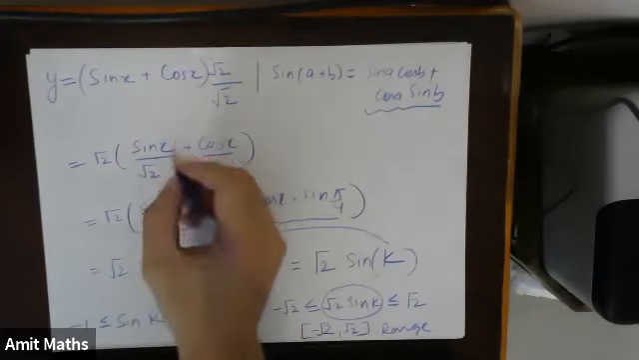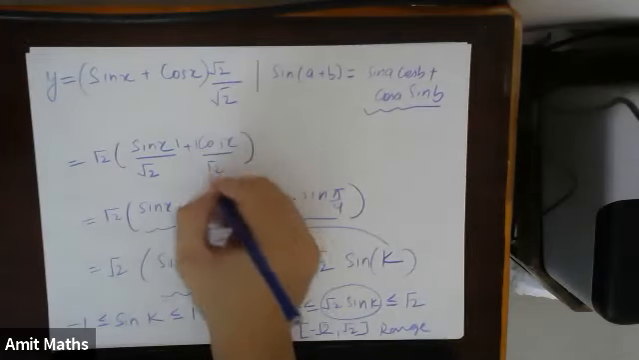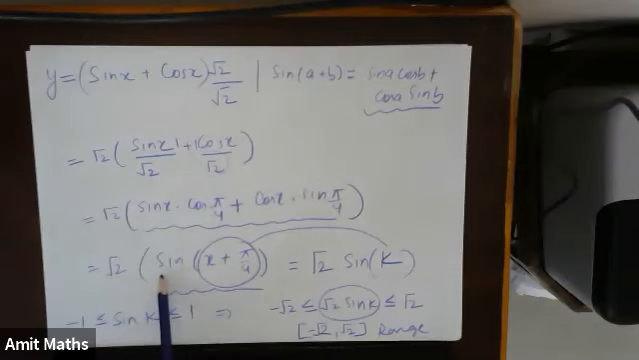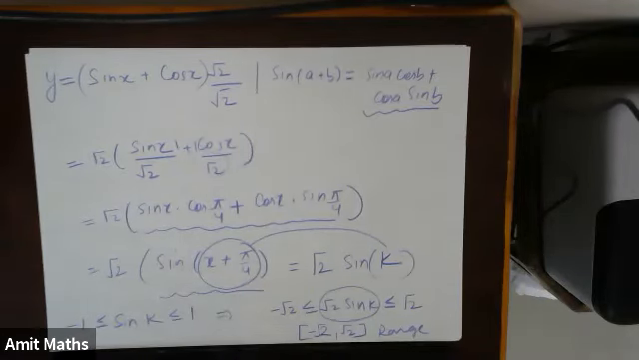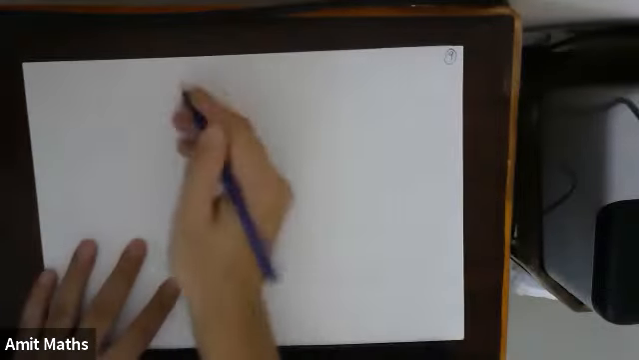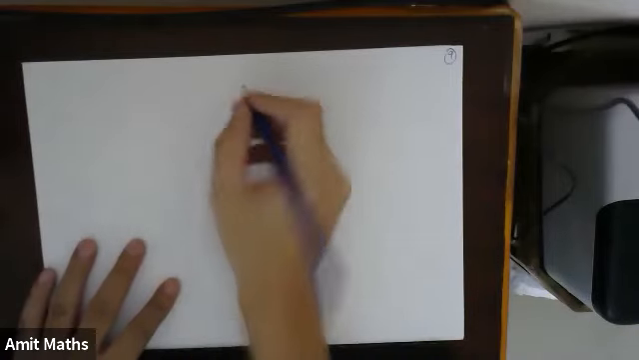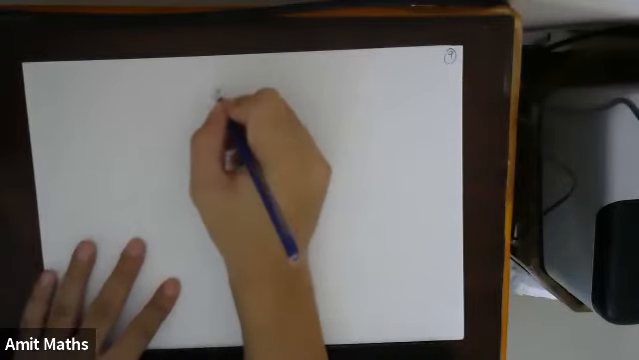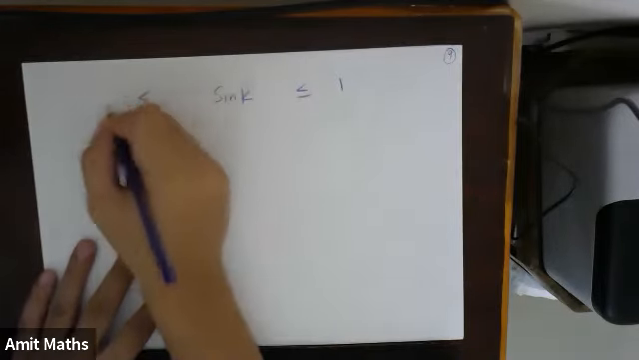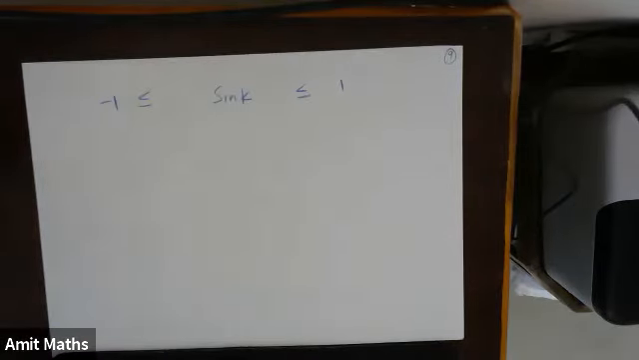So 1 by root 2 and 1 by root 2 I am writing as sine of pi by 4 and cos of pi by 4. So this converts into sine of x plus pi by 4. So this becomes root 2 into sine of k. I am writing this x plus pi by 4 as k. Now let's see. The last thing I'm explaining once again: sine of k will be less than or equal to 1 and greater than or equal to -1.